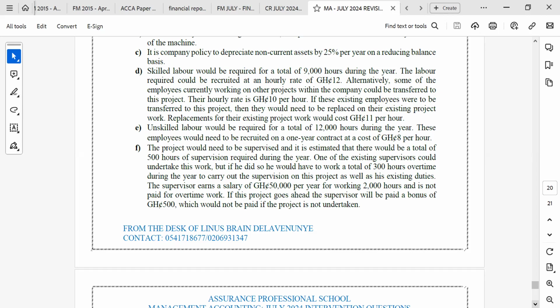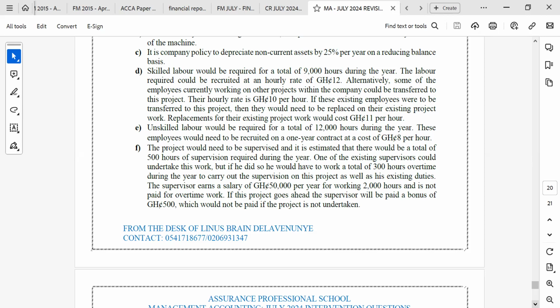What is the relevant cost? Yeah, it's 500. Please don't go and do 50,000 divided by 2,000 multiplied by 300. No, the person is not paid for overtime, and the person is not paid a bonus for working overtime. He's currently not taking a bonus. So the 500 bonus is actually the overtime bonus that he's given. So if not for the work, the 500 will not be incurred.